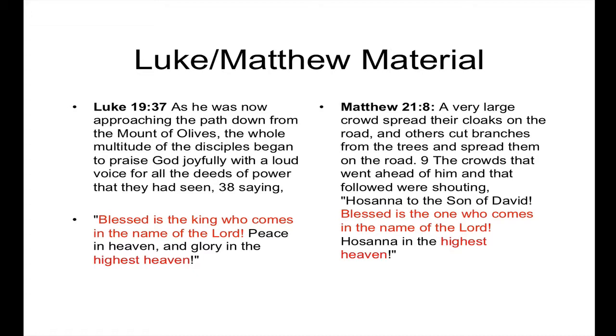Let's take another saying where Matthew and Luke have common material. Luke 19. Matthew 21. He's approaching the Mount of Olives, and we get this saying, blessed is the King or the one who comes in the name of the Lord, Hosanna in the highest, glory in the highest heaven, or Hosanna in the highest heaven. The parallel material is not as extensive, but we have something rather striking, which is, blessed is the one who comes in the name of the Lord. That's what the other saying talked about.